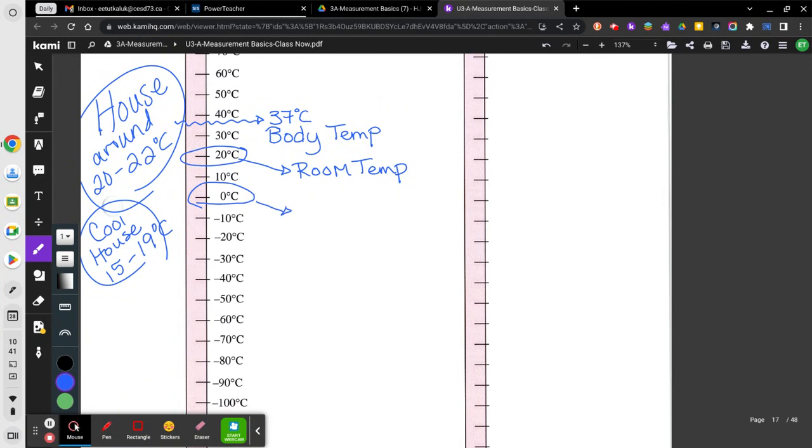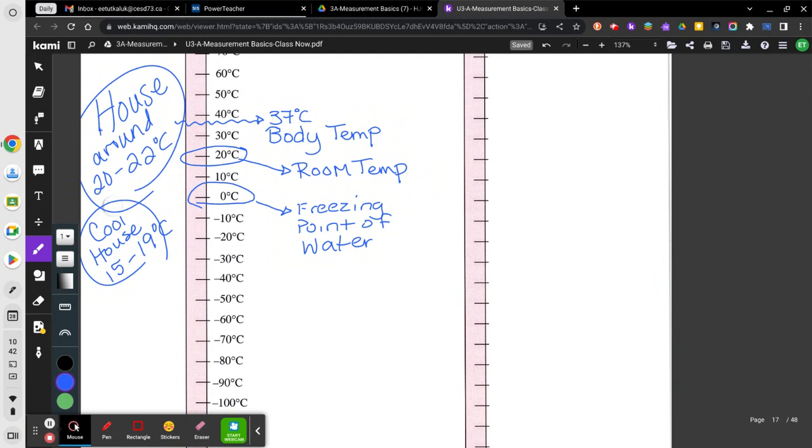If I want to make ice cubes, I put them in the freezer. So 0 degrees is the freezing point of water. Freezing point of water. All right. Now we're going to talk about converting these.